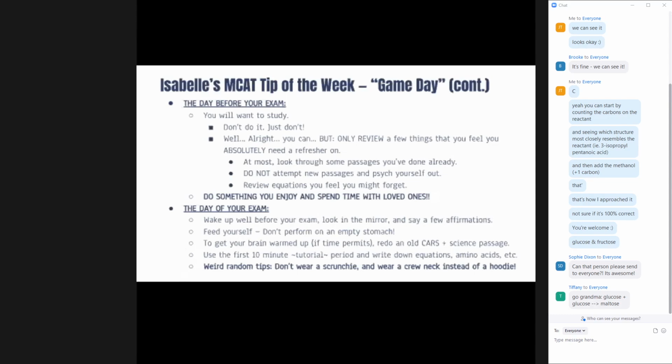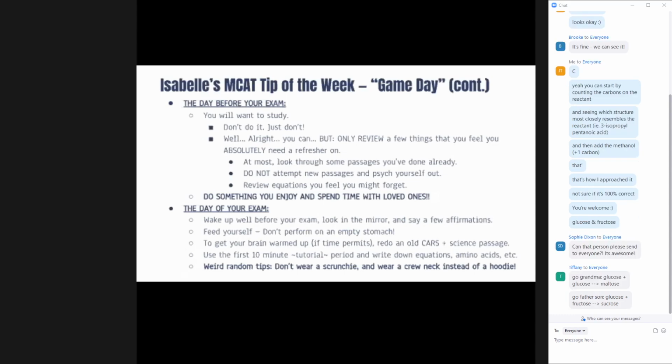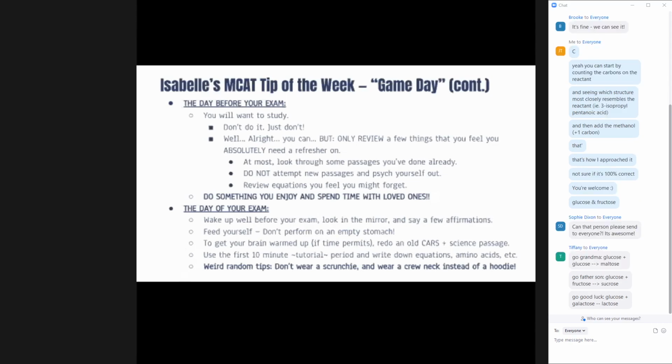And I really, really recommend just do something you really enjoy and spend time with loved ones. I believe I spent the day before playing Minecraft with my boyfriend, just doing something that I really like, that makes me happy, that doesn't use a lot of brain power, just putting yourself in a good mental space.